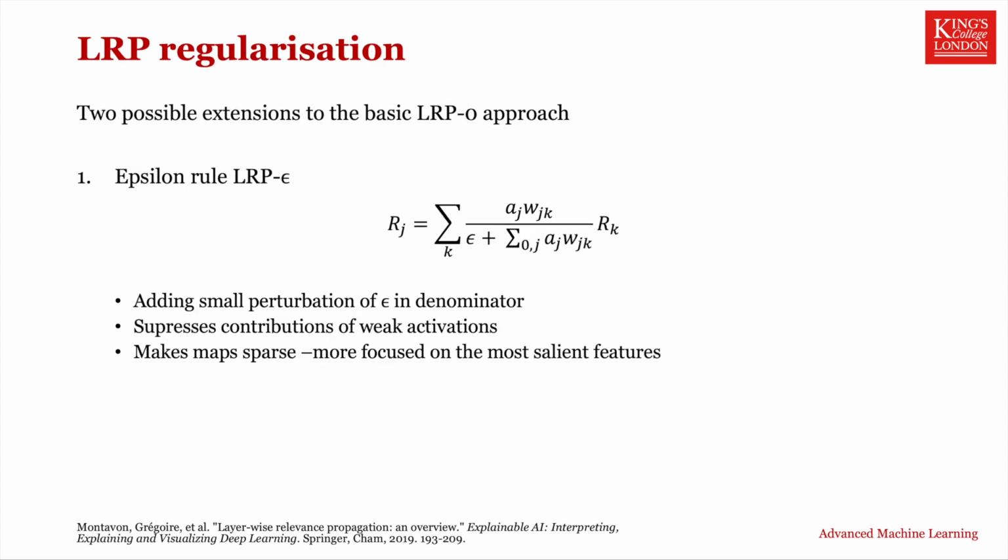However, as we have repeatedly seen, the loss landscape of a deep network can be extremely noisy. So there are variants of LRP to address this. For example, this one adds a small perturbation of epsilon in the denominator, which acts to suppress the contribution of weak activations, such that if all contributions of J to some neuron K are weak or contradictory, returning a low overall sum, the epsilon will raise the denominator slightly to reduce how much these signals get boosted in the output. As a result, the maps should get sparser and therefore focus more on the most salient features.